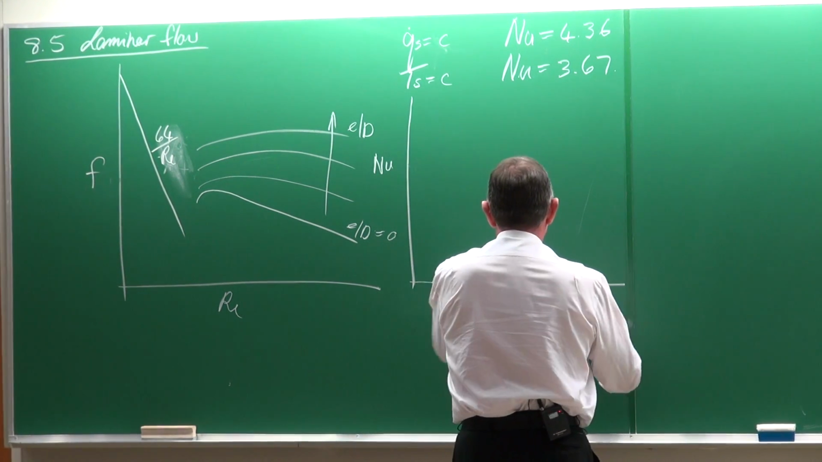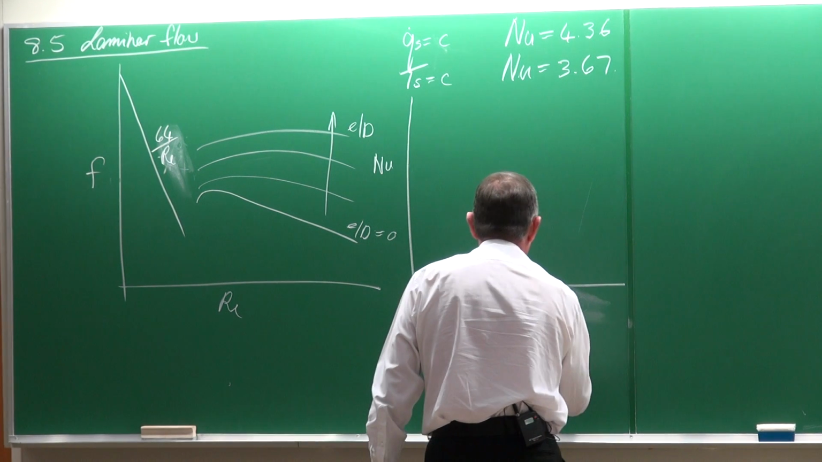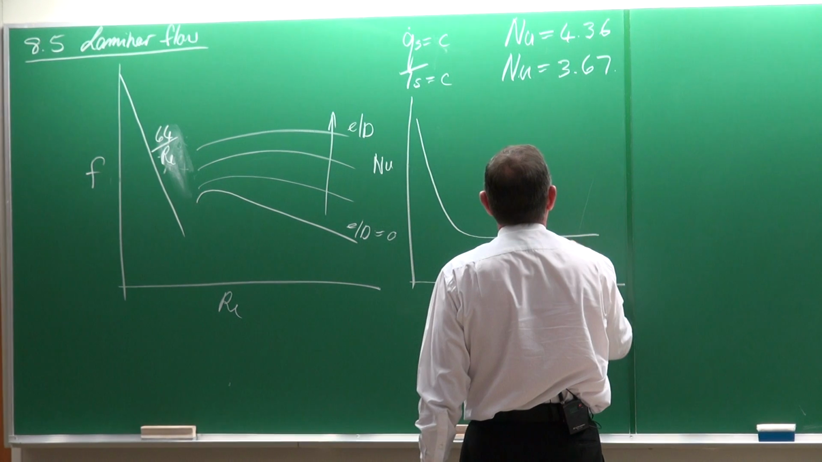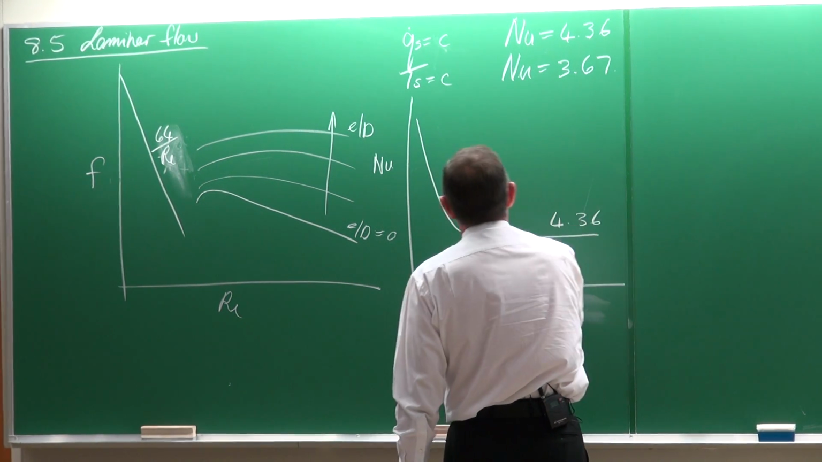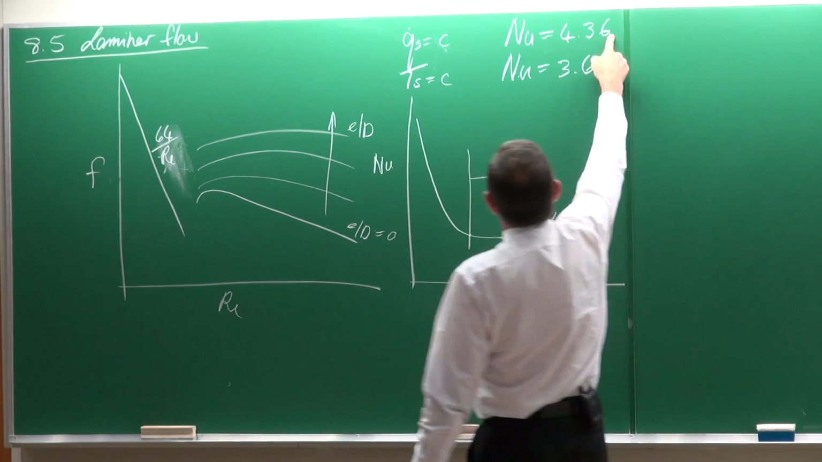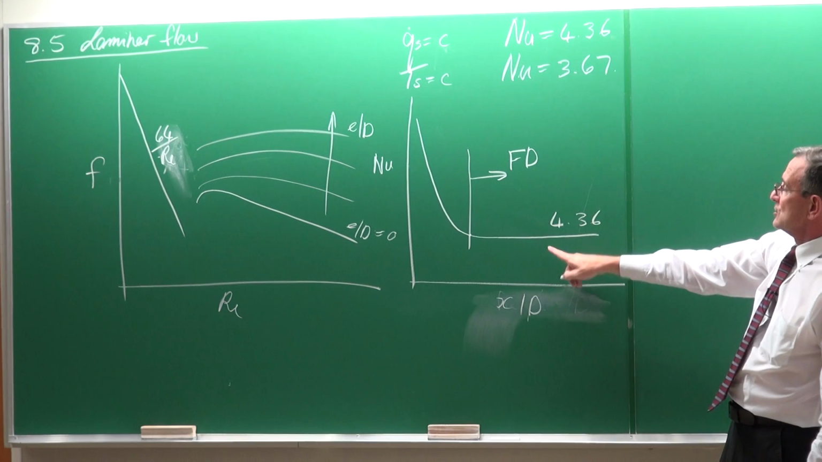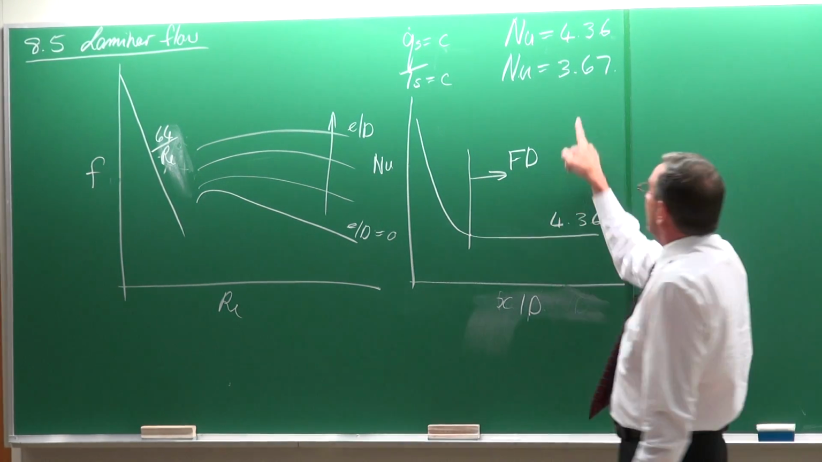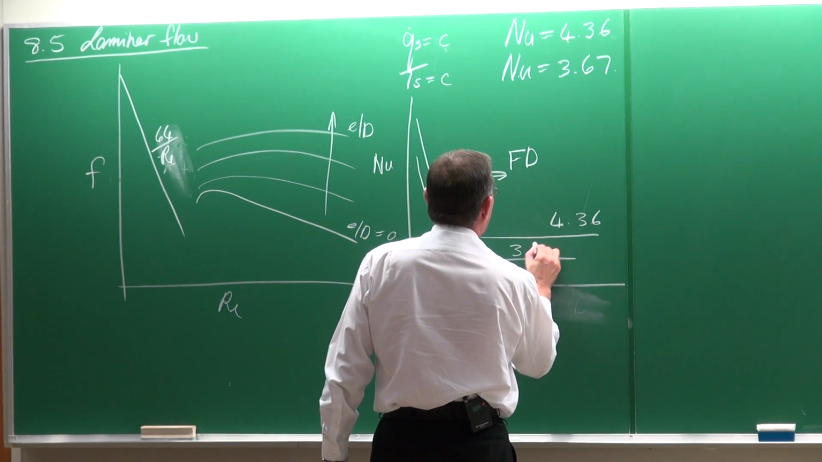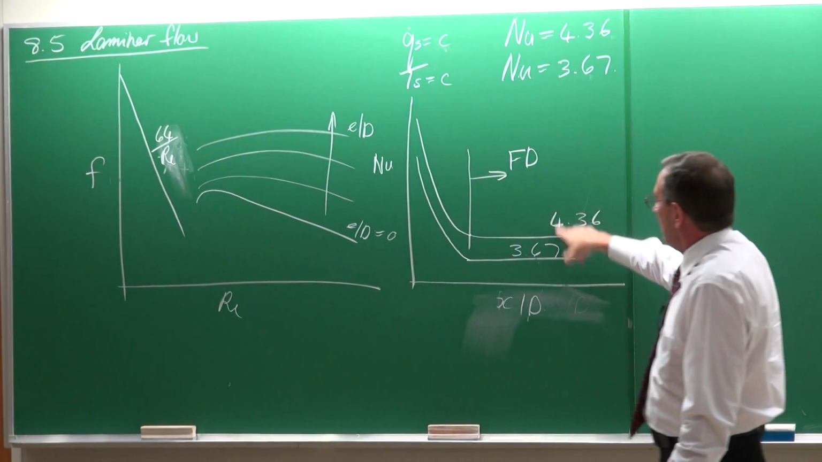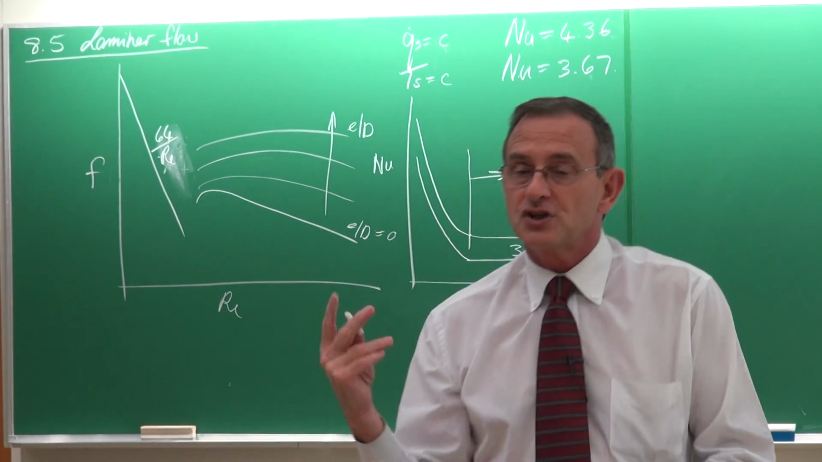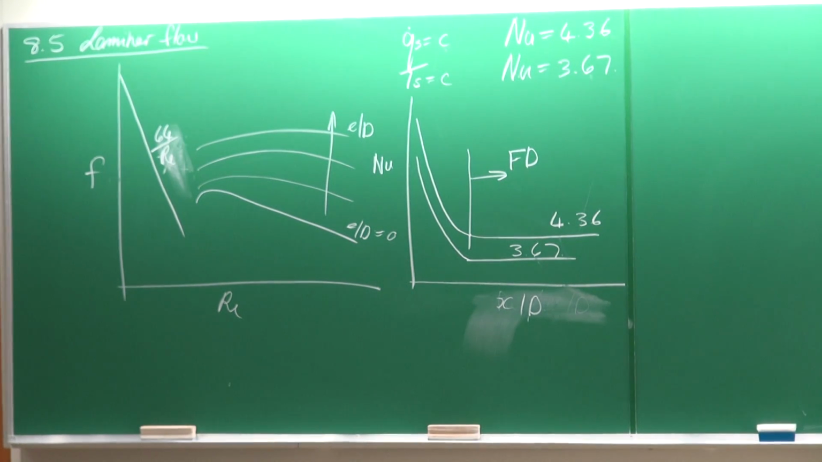Let's rather plot it as x divided by d, like that. Then the Nusselt number is going to do something like that, 4.36, and that would be for the flow fully developed. So this value of 4.36 is when the flow is fully developed. And 3.67, that one there, also when it's fully developed, but for the wall temperature constant. Those two values we are going to use a lot.